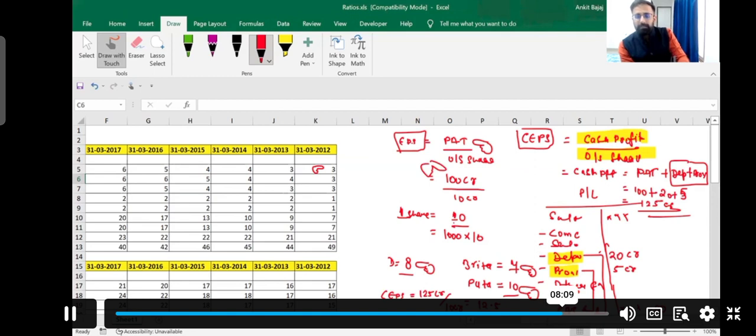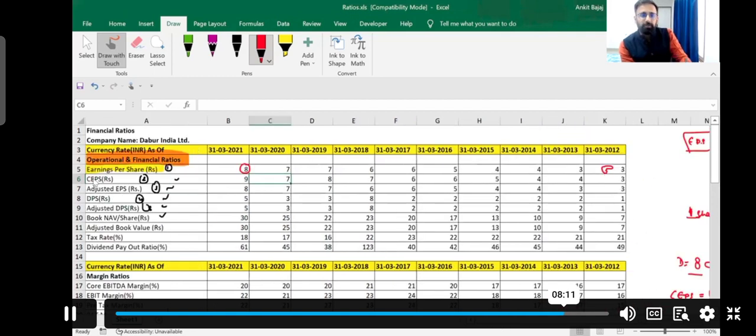Now we will see what the cash profit of the company is. You can see the cash earning per share of the company is 3, then it is 4. If EPS is 3, here CPS is 4. Here if you see EPS is 4, CPS is 5. So CPS is increasing every year, and CPS is 9, which is a good indicator.